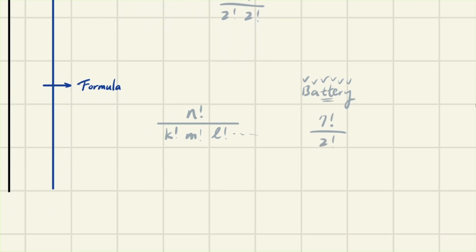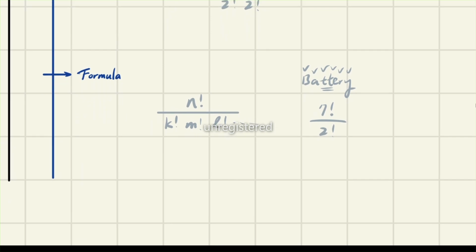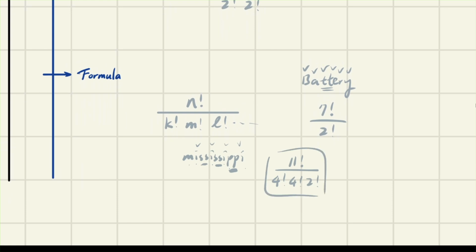There's also a very well-known example, Mississippi. How many alphabets are there? 1, 2, 3, 4, 5, 6, 7, 8, 9, 10, 11. 11 alphabets. So we treat them as 11 different things first, so 11 factorial over the same S's. There are 4 S's, so over 4 factorial. There are 4 I's, so also divide by 4 factorial. And there are 2 P's, so we divide by 2 factorial. So these are the possible arrangements.